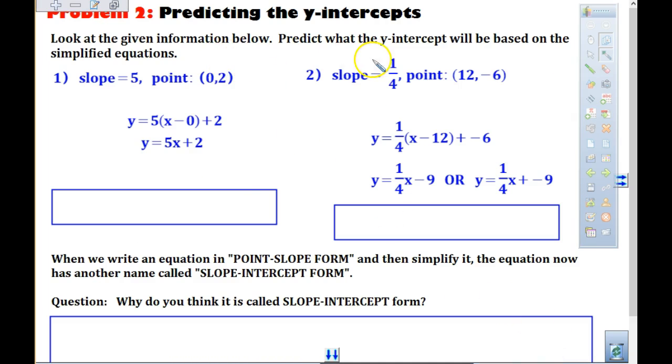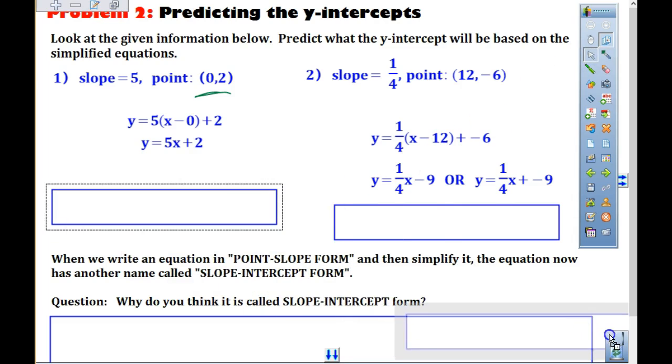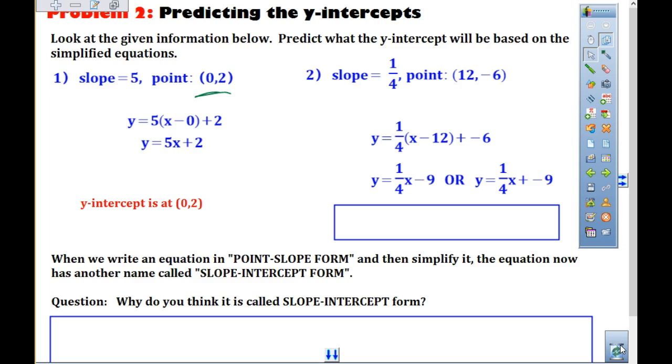So this next one says, look at the information, predict what the y-intercept will be based on our equation. So, slope was 5, they gave you the point 0,2. 0,2 is the what? That is the y-intercept. So, we shouldn't even really be thinking about this one right away because why? They gave it to us right here.